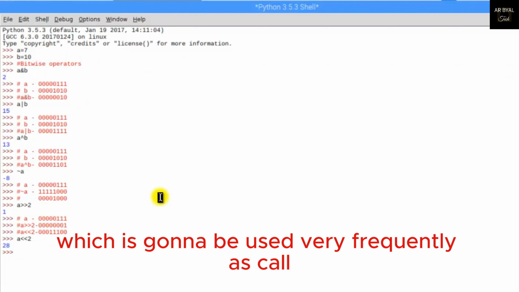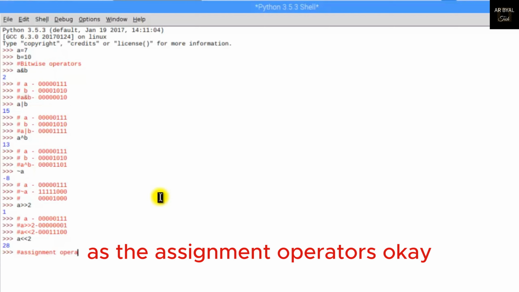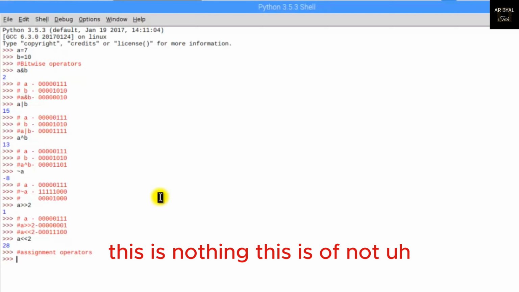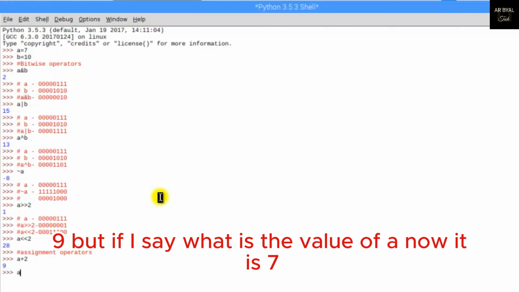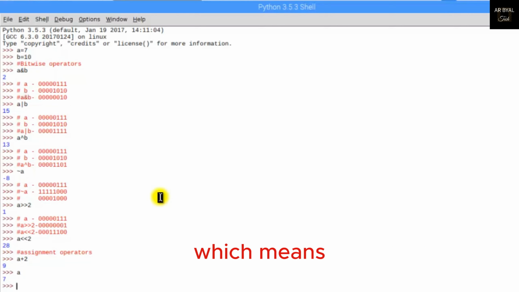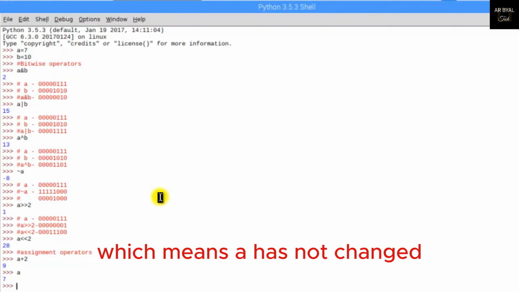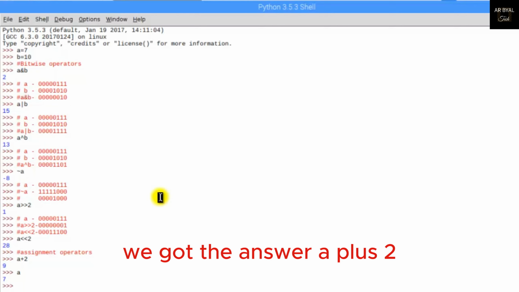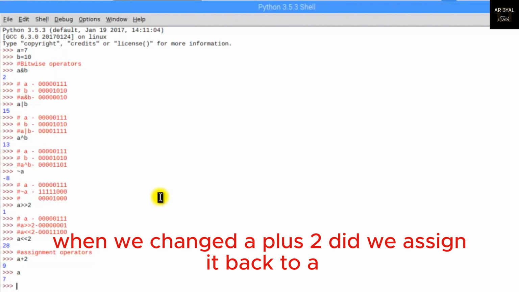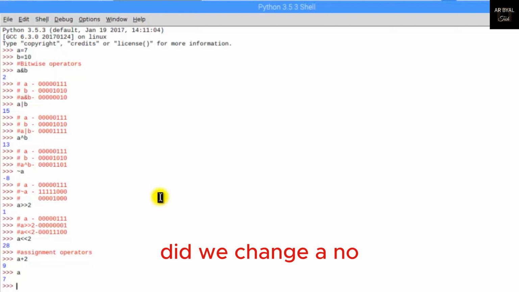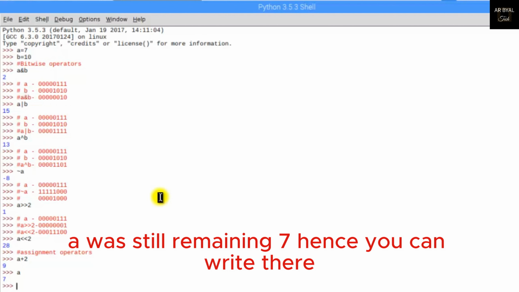Another operator which is going to be used very frequently is called the assignment operators. This is not difficult to understand. Why? Because if I do a plus 2, what's the answer? 9. But if I say, what is the value of a now? It is 7, which means a has not changed. We got the answer a plus 2 because you were printing a plus 2. But when we did a plus 2, did we assign it back to a? Did we change a? No. A was still remaining 7.